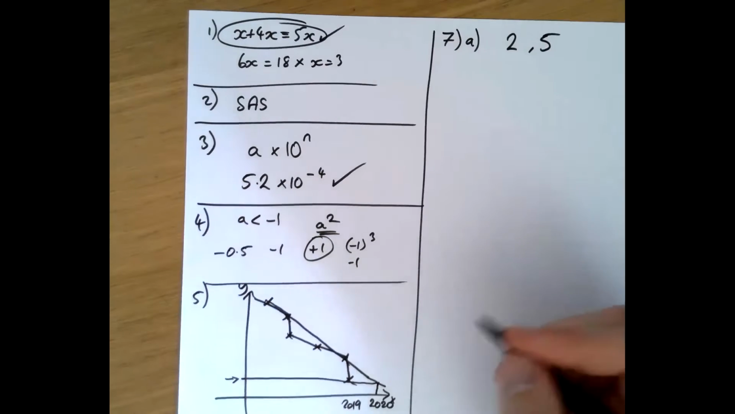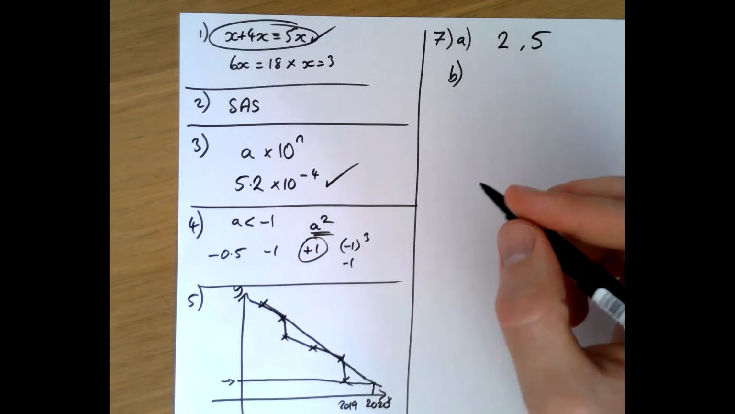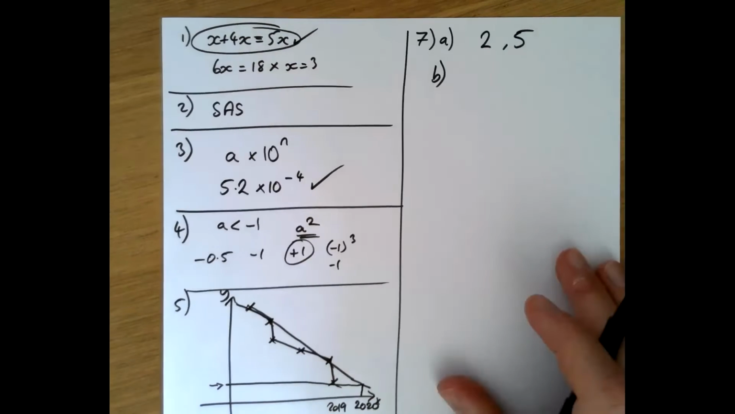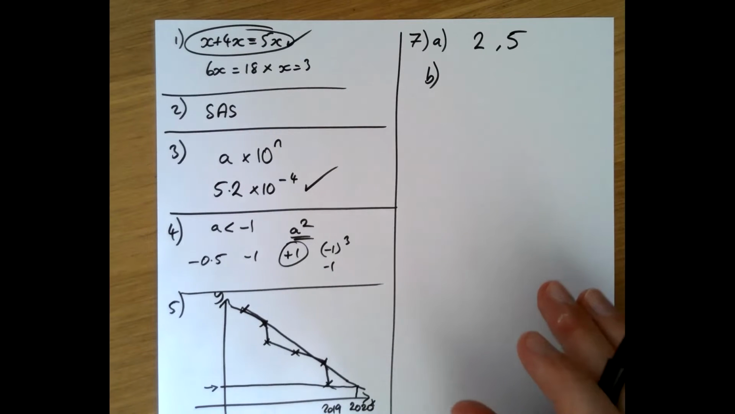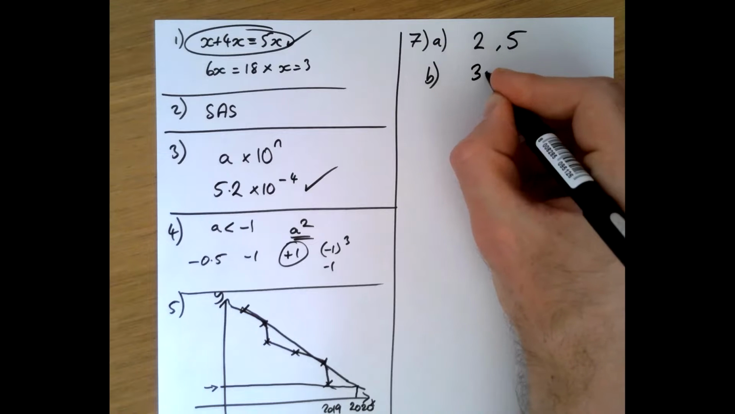Okay. Part B, what's the x-coordinate of the turning point? Well, turning point, just common sense, is going to be where the graph turns. So what's the x-coordinate for that? Well, it's halfway between 3 and 4, so it's going to be 3.5.